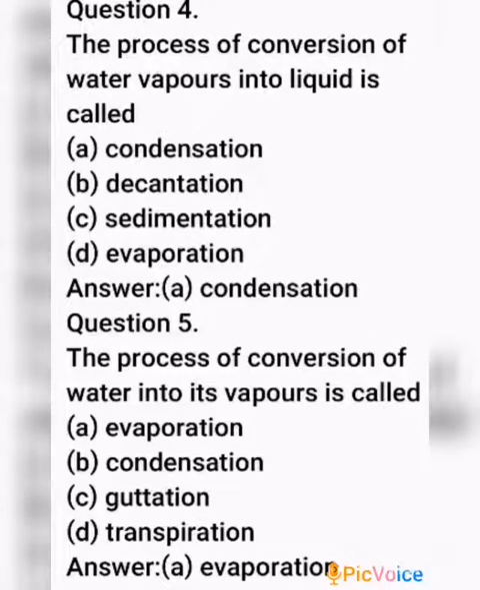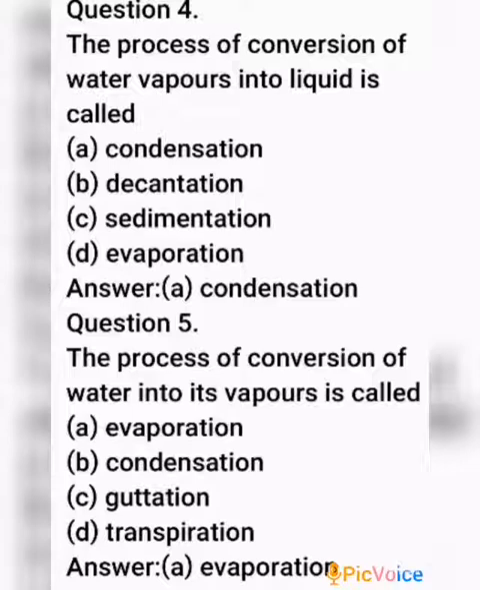Question number 4. The process of conversion of water vapors into liquid is called: A. Condensation, B. Decantation, C. Sedimentation, D. Evaporation. The answer is A. Condensation. Condensation is the process of conversion of water vapors into liquid.